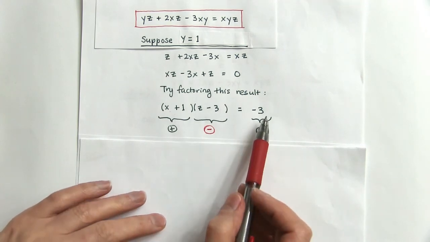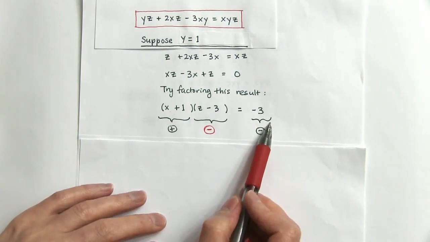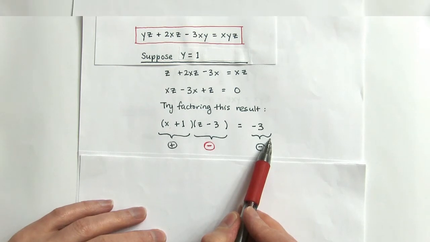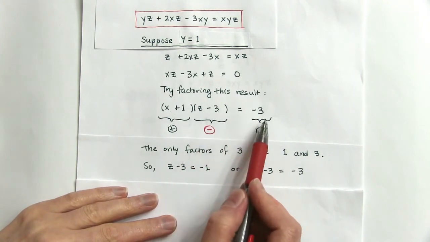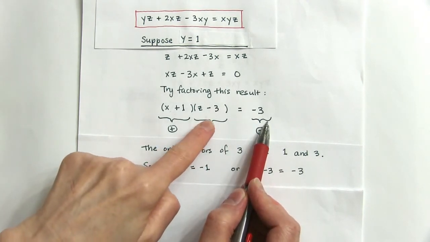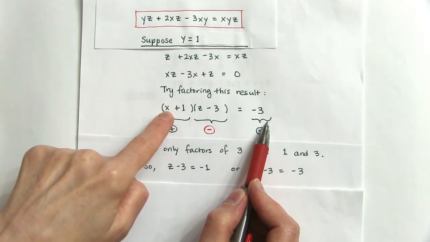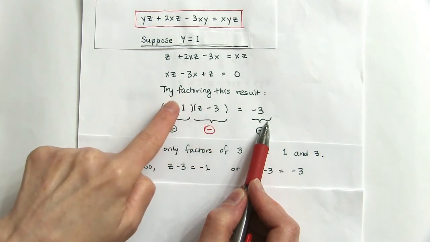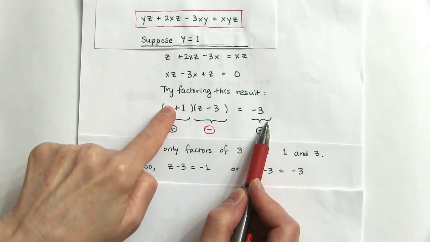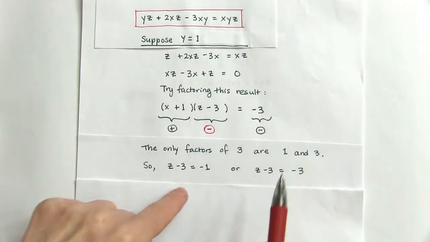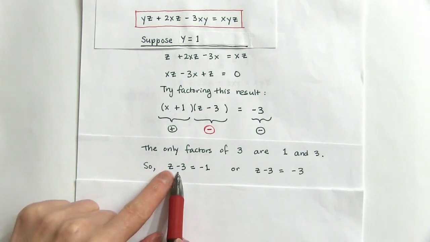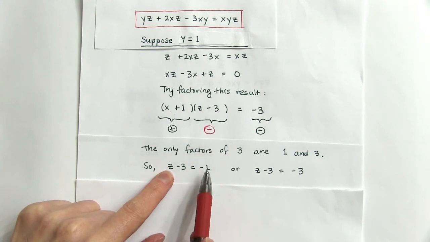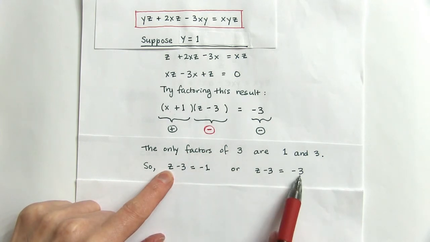I also know that the only factors of 3 are 1 and 3, because 3 is a prime. So the only way to factor minus 3 is if this is minus 3 and this is 1, or else if this is minus 1 and this is 3, because that's the only way to factor minus 3. So that means that z minus 3 is either equal to minus 1 or else it's equal to minus 3.